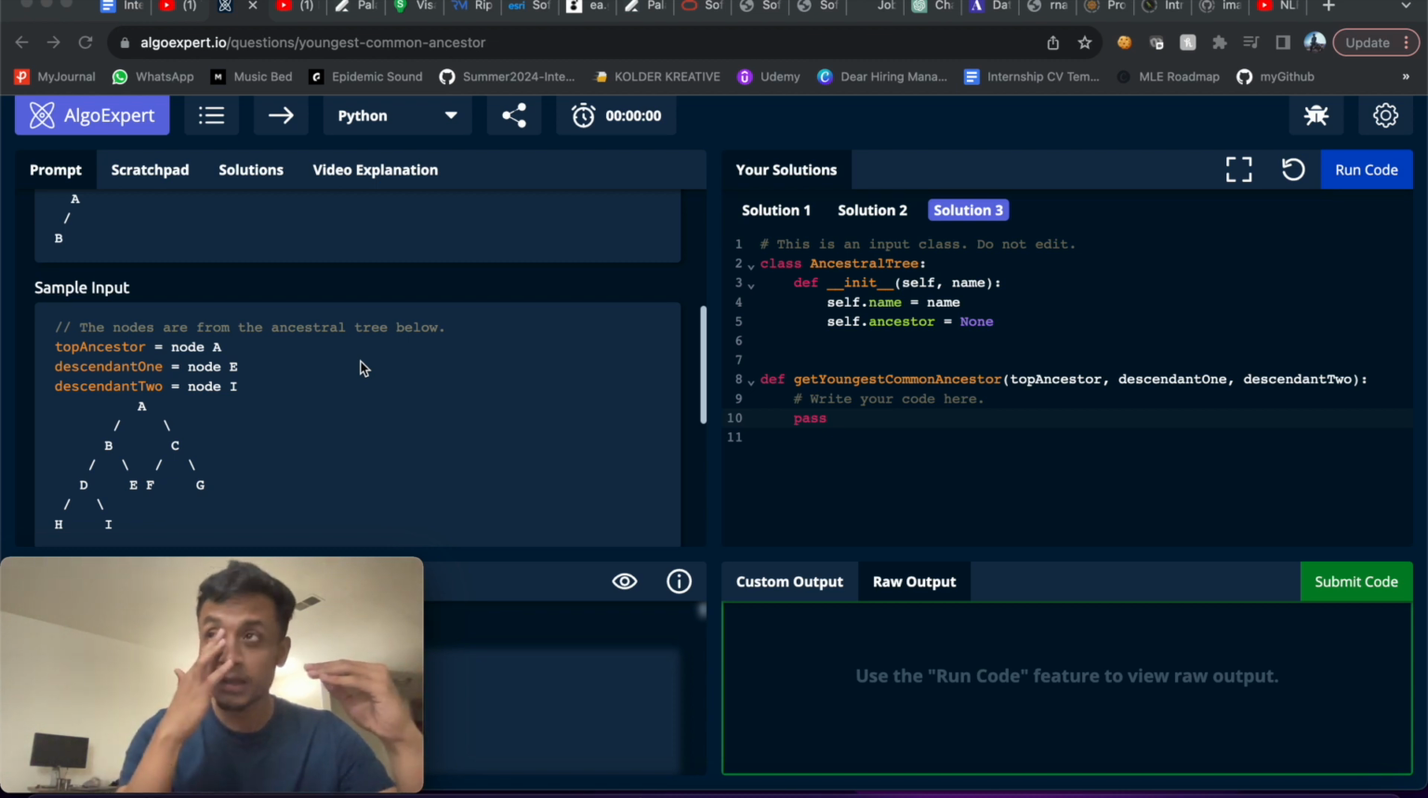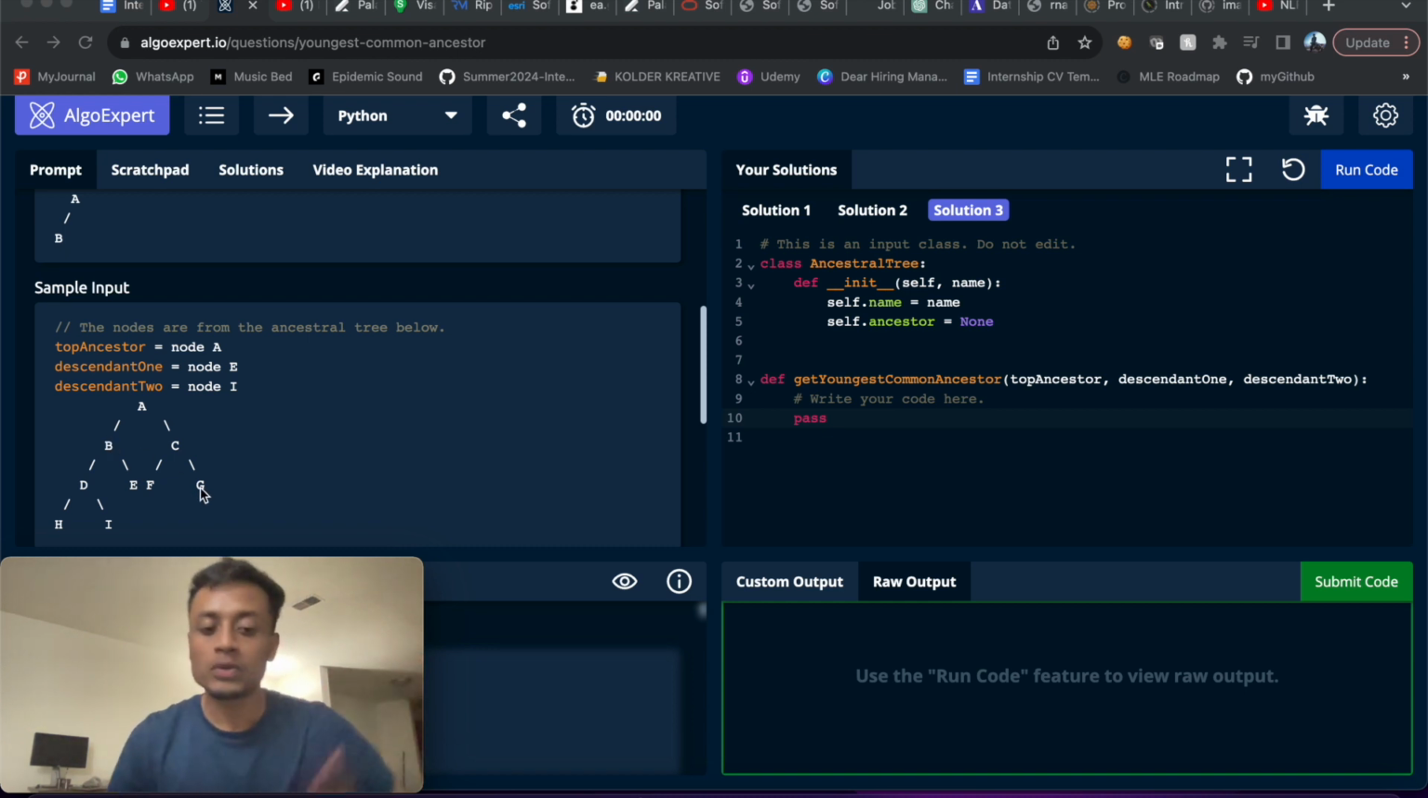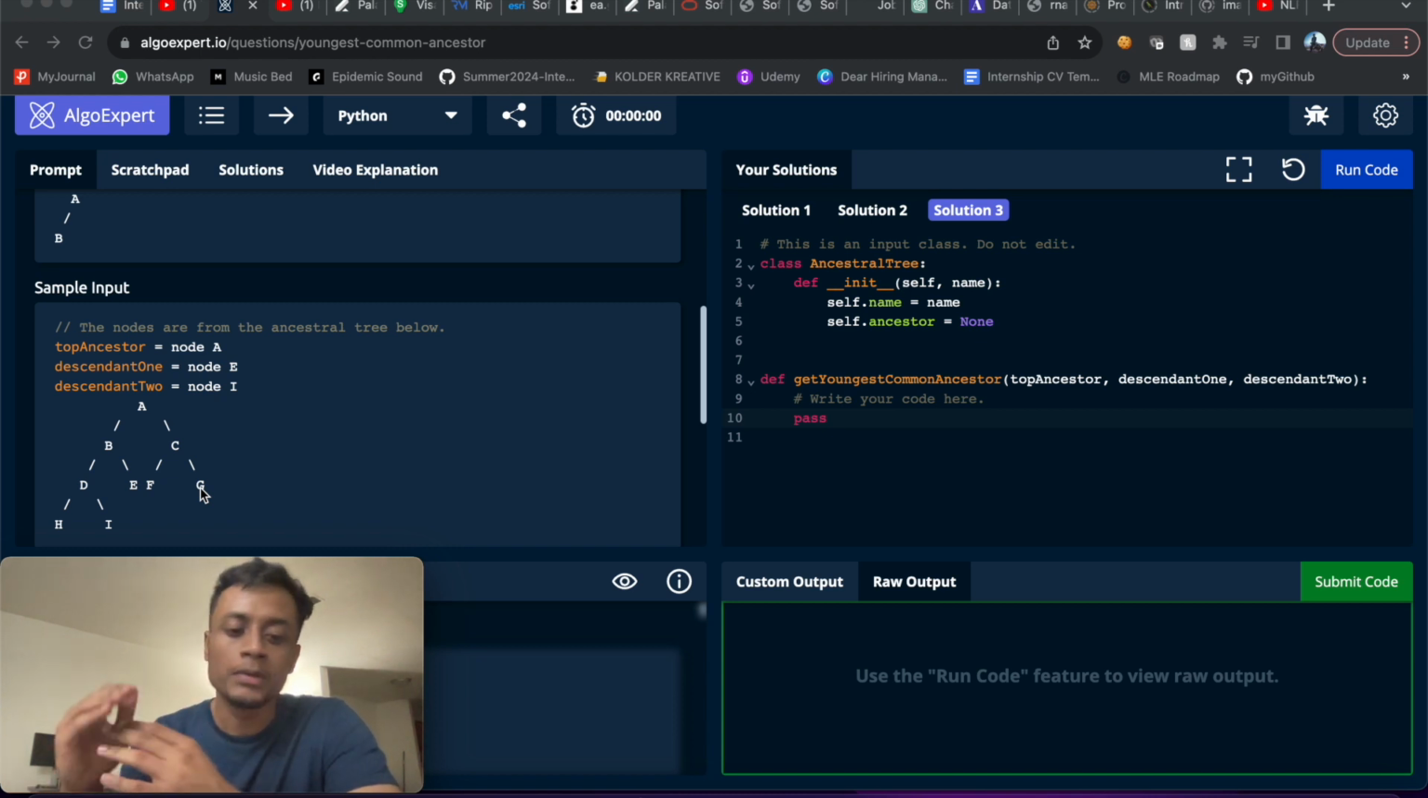One node might be one level below, another node might be two levels below. They might be on completely different levels of the tree. So when we have no idea about the depth at which they're placed, it gets difficult for us to find the common ancestor, because the common ancestor is obviously above, higher than both the descendants.